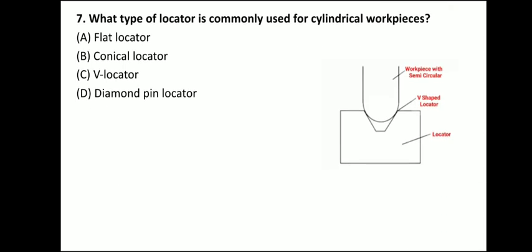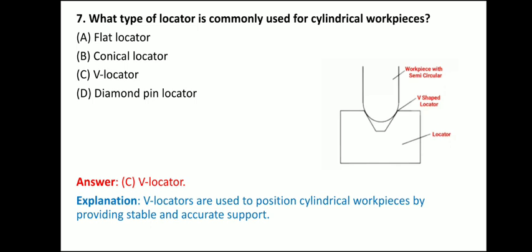Next question: what type of locator is commonly used for cylindrical workpieces? So workpieces like this, the cylindrical workpieces. The answer is V-locator. V-locators are used to position cylindrical workpieces by providing stable and accurate support.